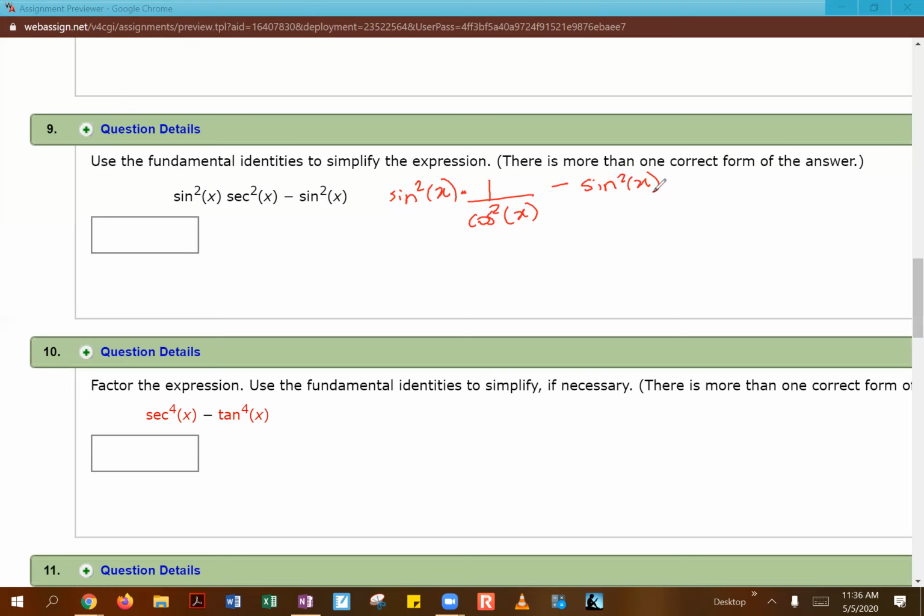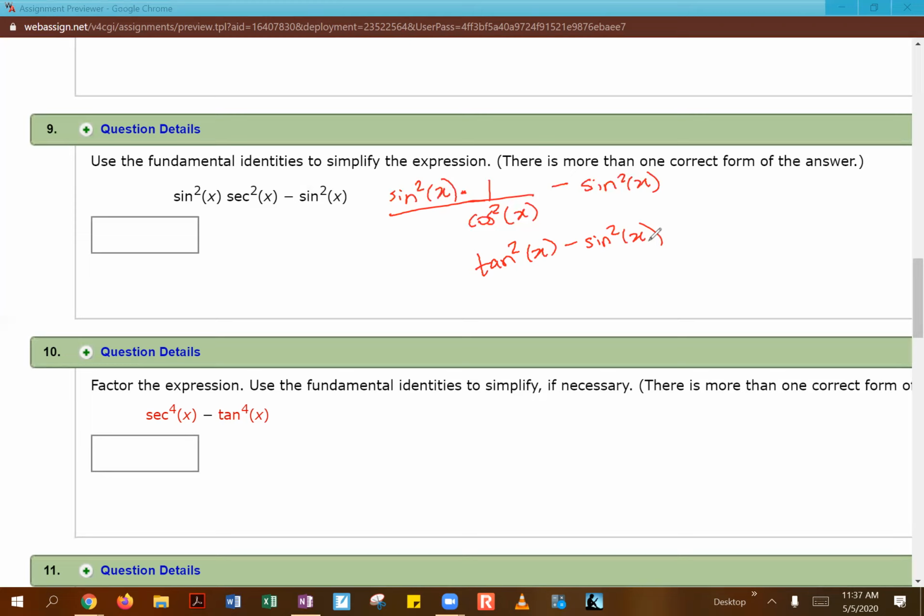Wait, quick. Basically, if you have sine over cosine, yeah, that's what I was going to say. That just turns into tangent minus sine squared. Okay. Now that we have minus sine squared, could we?